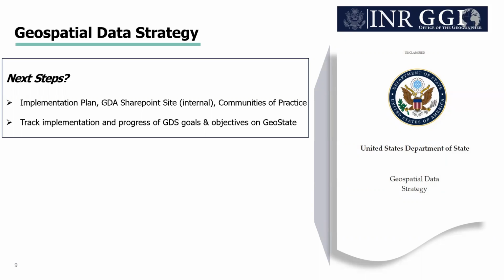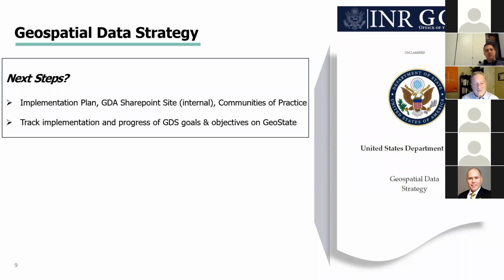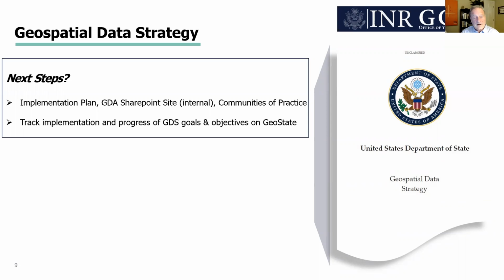data governance, discoverability, various different ways. Different parts of the State Department have different interests in terms of what they prioritize in their geospatial data. And so we will develop these ad hoc communities of practice that will attack these one priority at a time.